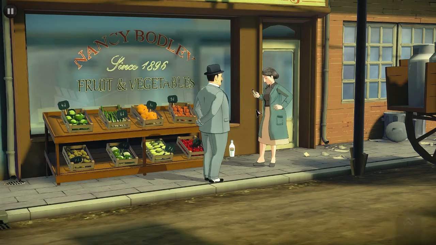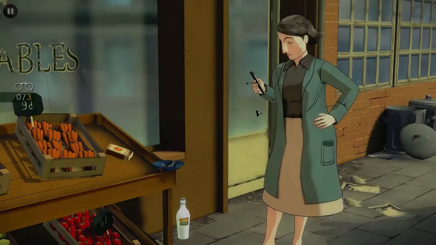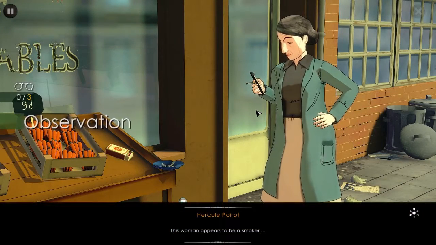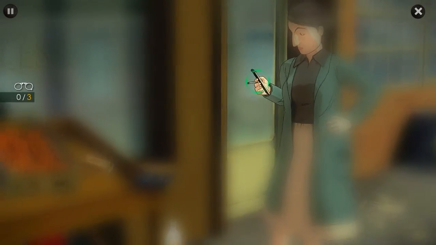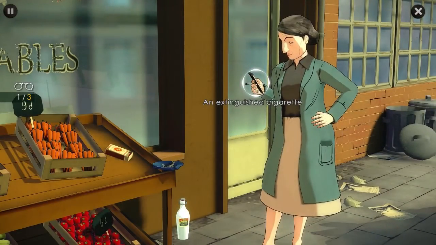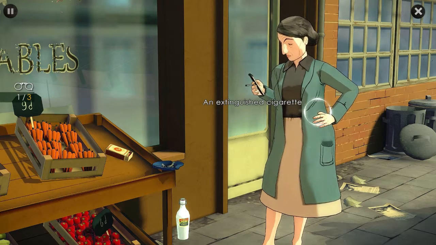Okay. This woman appears to be a smoker. Oh, is that so? An extinguished cigarette.